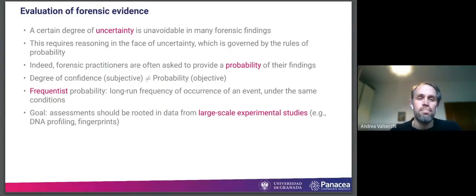So there will be a probability in the frequency sense, which is that the probability of something is the long-run frequency of occurrence. So basically, you need to try it many times and to record how many times it works. This is something that in many fields has been done very well. Some nice examples are DNA profiling and fingerprints. And sometimes this experiment has not been done. So the assessment is often done just according to the experience of the forensic practitioner.